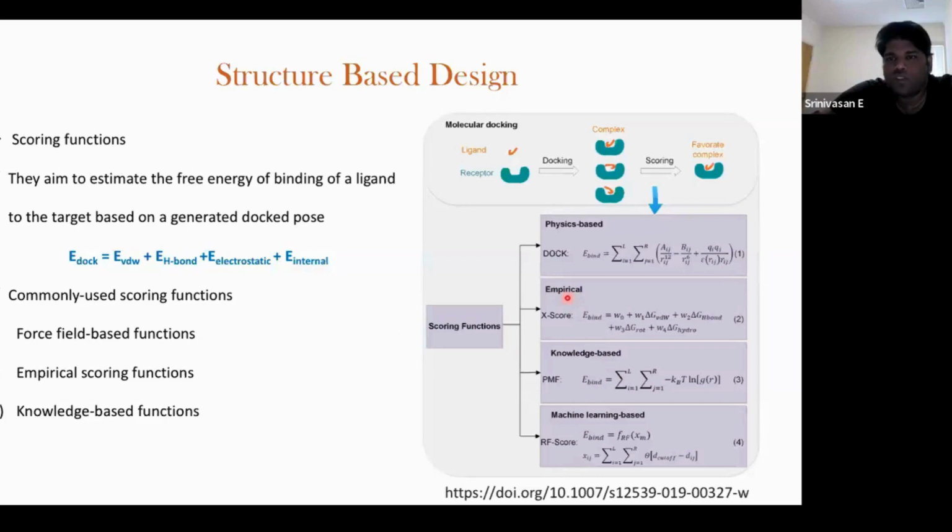Different algorithms use different scoring functions: AutoDock Vina uses empirical, DFIRE uses knowledge-based potential, and RF-Dock uses machine learning based potential. So there are different algorithms that use different base scoring functions. This depends totally on how they have been developed.